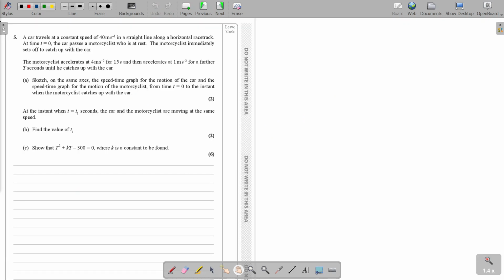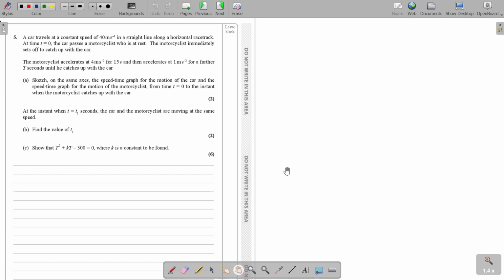Okay, question number 5. A car travels at a constant speed of 40 meters per second in a straight line along a horizontal racetrack. At time t equals 0, the car passes a motorcyclist who is at rest. The motorcyclist immediately sets off to catch up with the car. Okay, so what's happening here?